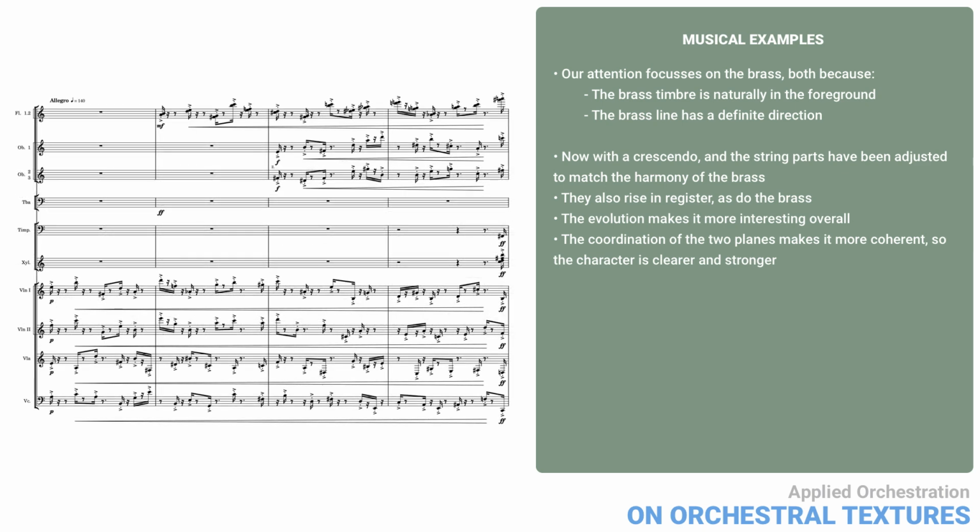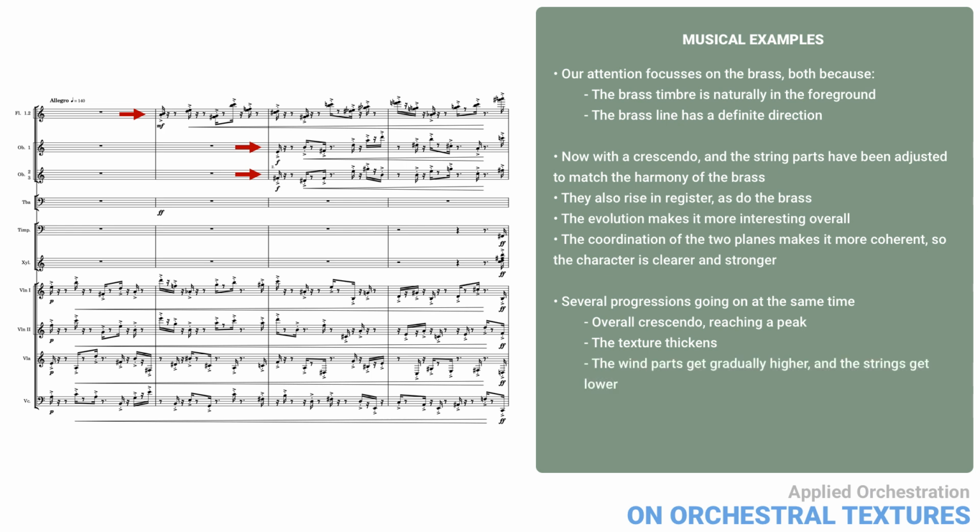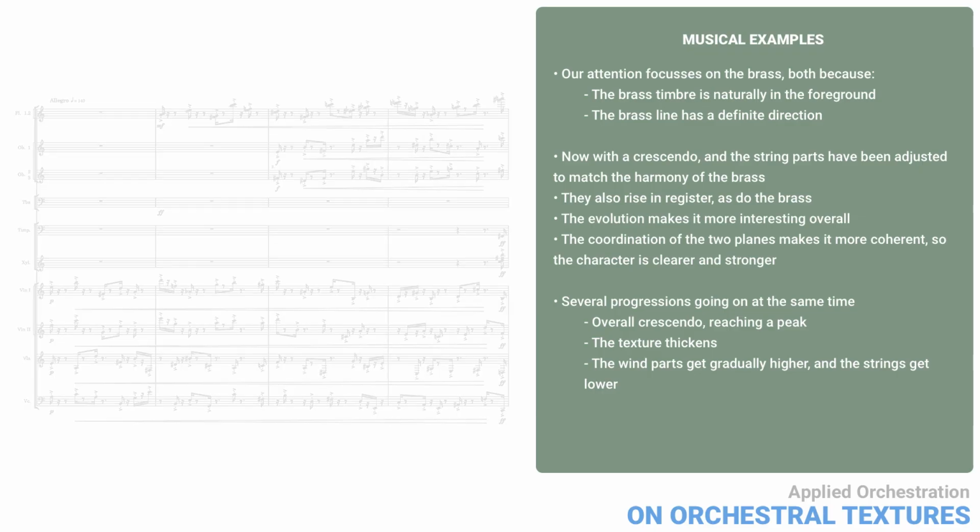One final example. Here there are several progressions going on at the same time. First, there's the overall crescendo, reaching a peak, accented by the xylophone and the timpani. Second, the texture thickens with the addition of the flutes and then the oboes. And the wind parts get gradually higher and the strings get lower. So this passage evolves in a more interesting way.